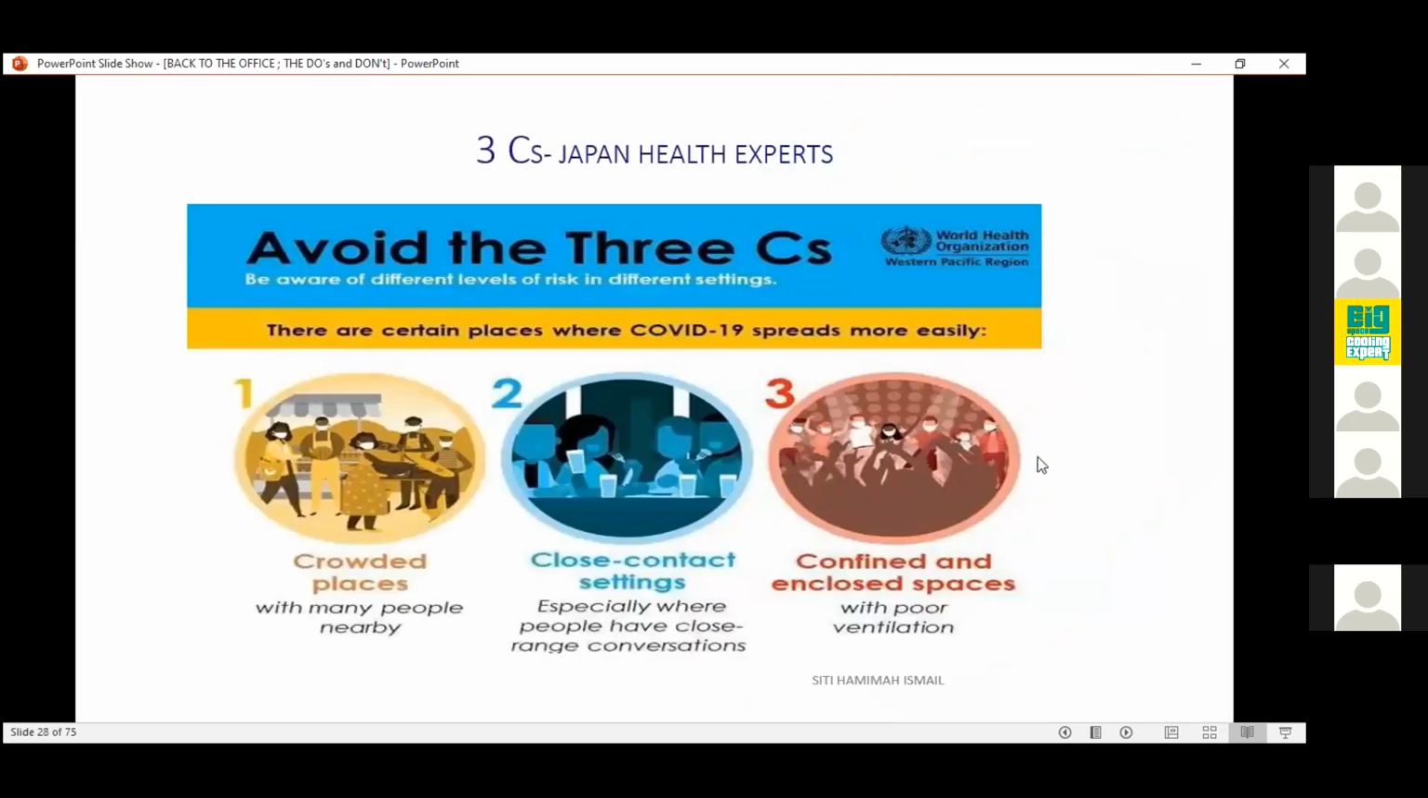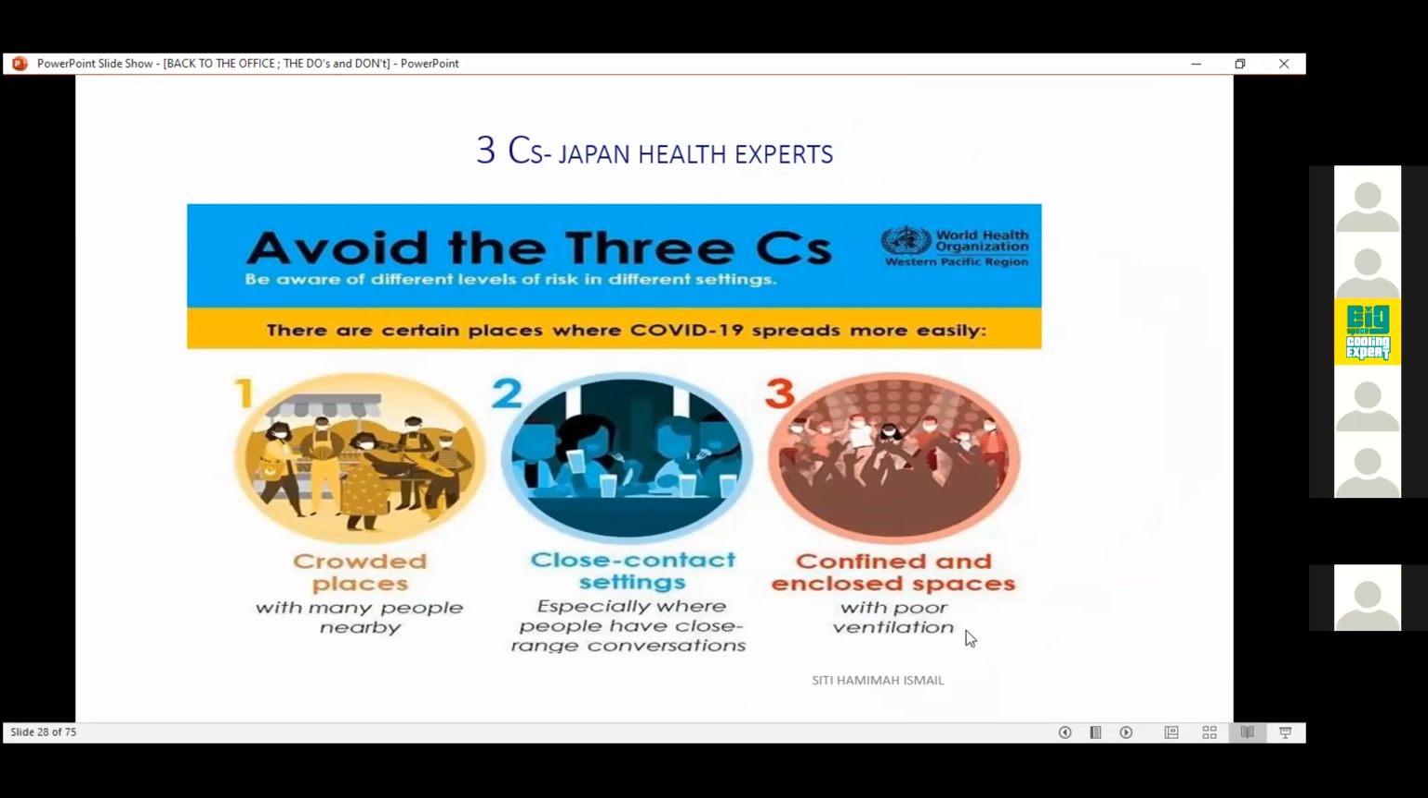Okay, how you going to control especially dengan musim-musim COVID ni kan? Okay, ada certain places COVID-19 ni can be spread more easily. Kat mana? That's why dia kata 3C tu. Crowded places, okay, close contact setting, confined and enclosed spaces. So yang untuk kita hari ni, I nak highlight dekat item number 3 ni.